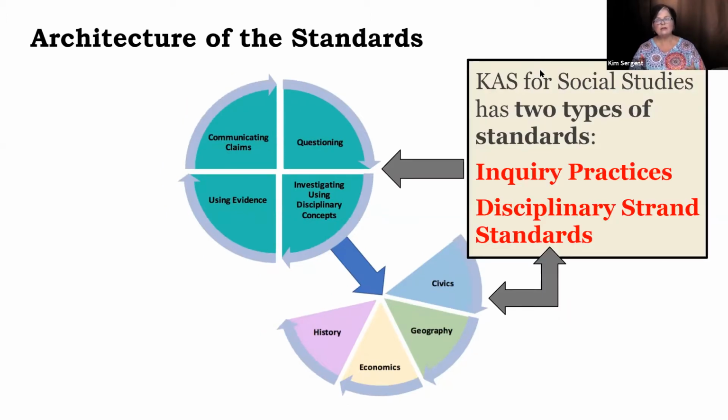So to understand our standards, we have to know that there are 2 types of standards. Any standard that is known as a standard within our document is, according to the assessment blueprint, fair game in terms of developing the assessment. So you have inquiry practice standards, which is the top circle. And then you have the disciplinary strand standards, or the disciplinary standards. That would be the 4 pieces of pie, which I tend to think of as Trivial Pursuit, at the bottom.